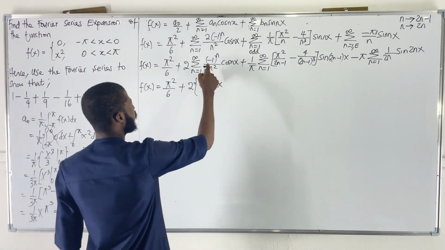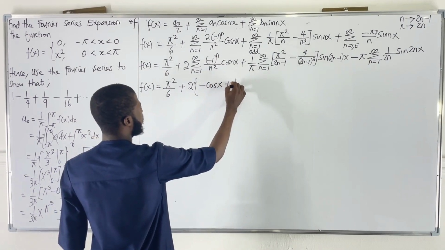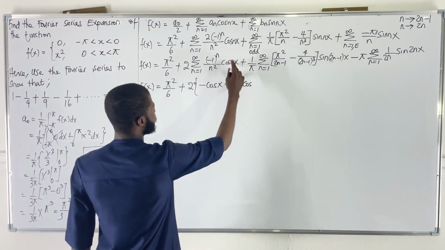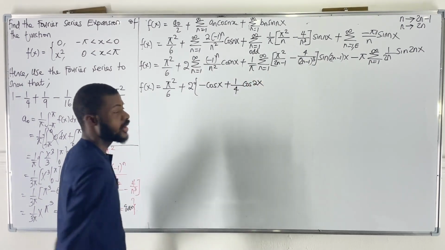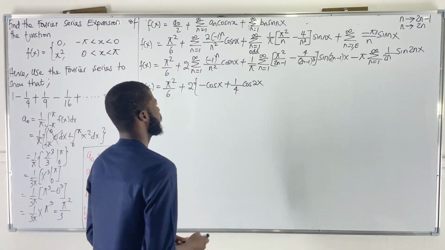The next one, n will be 2. Minus 1 squared is plus. So this is plus 1 over, when you put in 2 here, 2 squared is 4. Then this will be cos 2x. That will be cos 2x. Okay, all right, let's proceed.